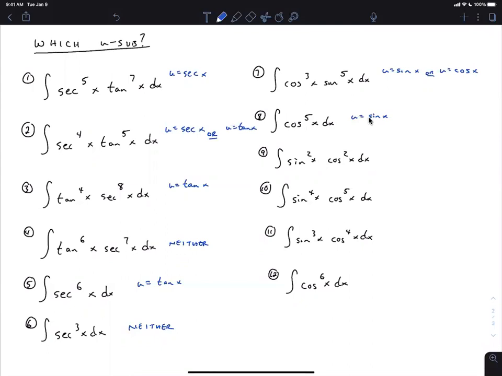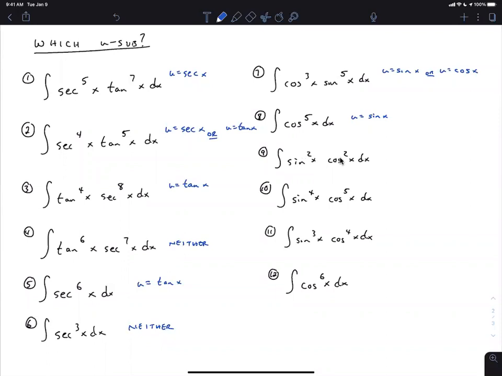If you let u equal cosine, du is negative sine. There's not a good way to get sine because it's not there. And so u equals sine is the only one that works here. On the next one, if u is sine, du is cosine. After splitting off a cosine, there's only 1 cosine left. The fact that u is sine means that that odd power is bad, so u equals sine doesn't work.